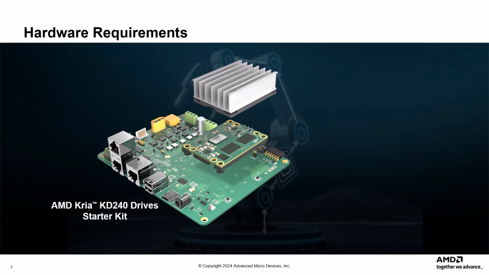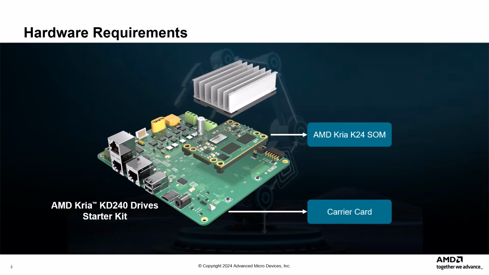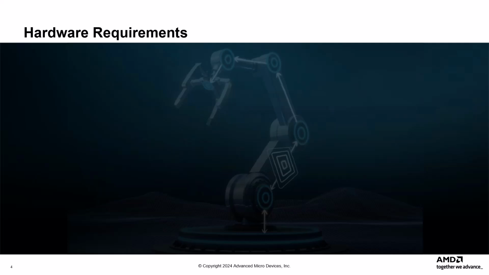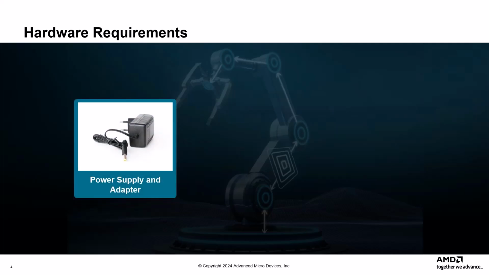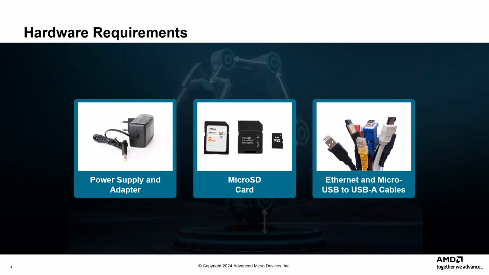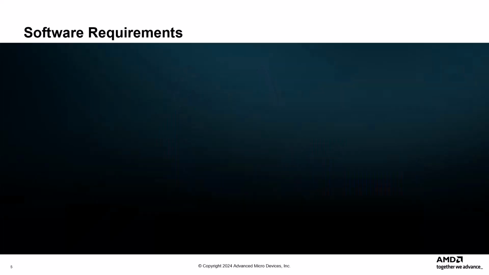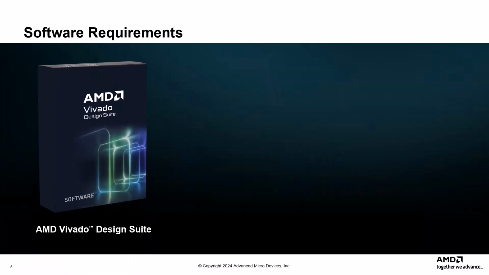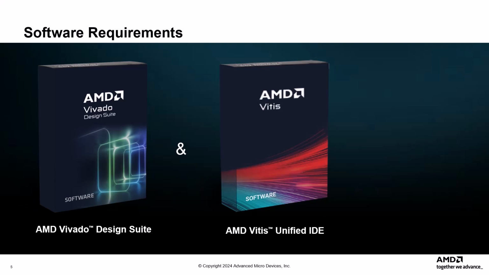To get started, you'll need the Kria KD240 Drive Starter Kit, which includes the K24 SOM, a carrier card, and a thermal solution. In addition, you'll need the power supply and adapter, micro SD card, and Ethernet and micro USB to USB-A cables that come with the kit. You'll also need the AMD Vivado Design Suite and AMD Vitis Unified IDE installed on an Ubuntu host machine.